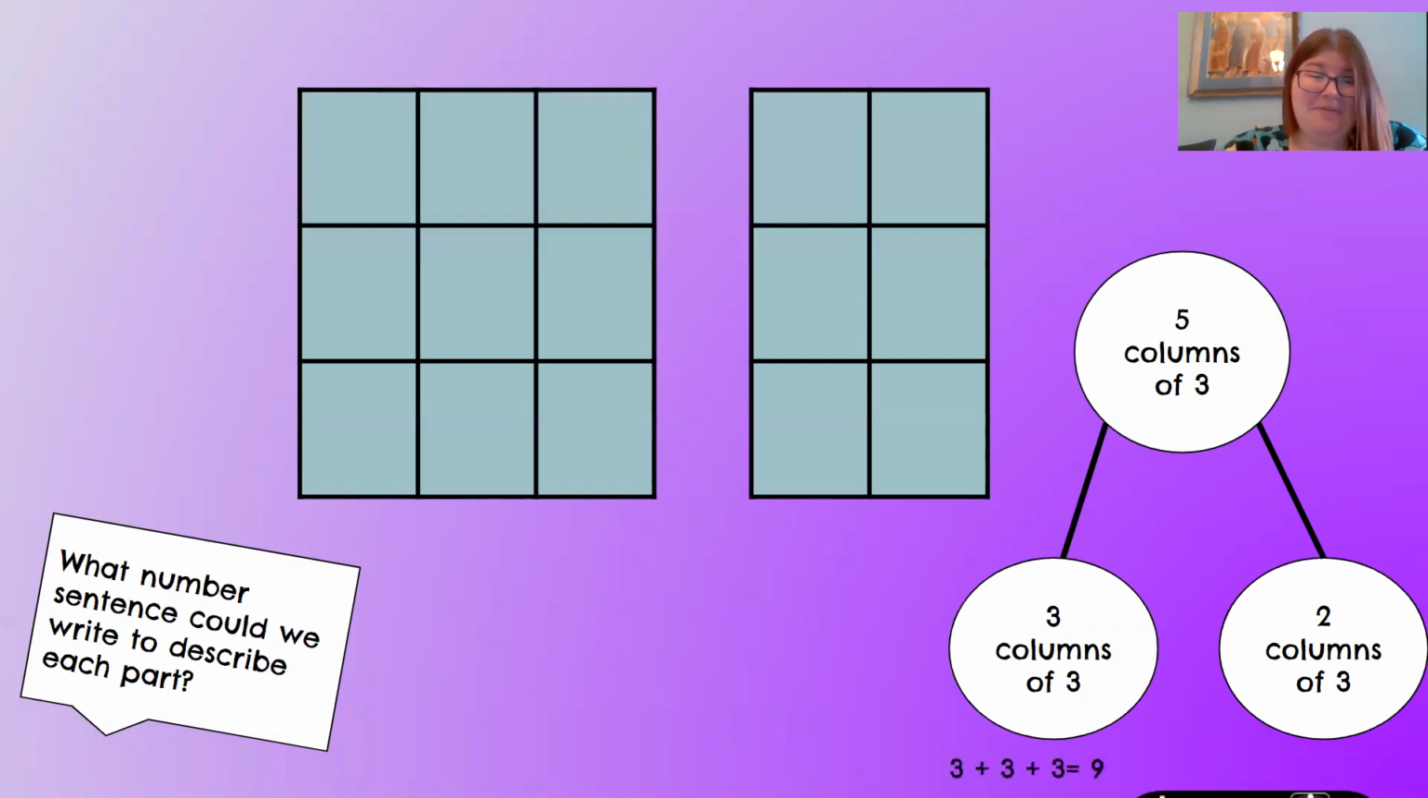Let's see if your answer matches mine. So for our 3 columns of 3, we're going to add 3 times. 3 plus 3 plus 3 equals 9. And for our 2 columns of 3, 3 plus 3 equals 6. Our total amount of tiles has not changed, and our total amount of columns has not changed. We're just looking at this array a different way.